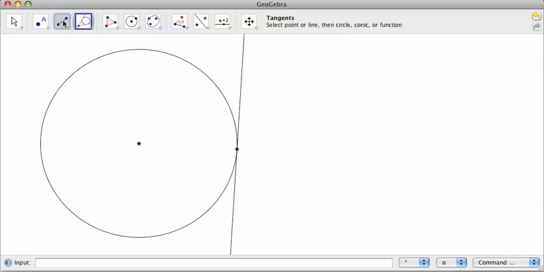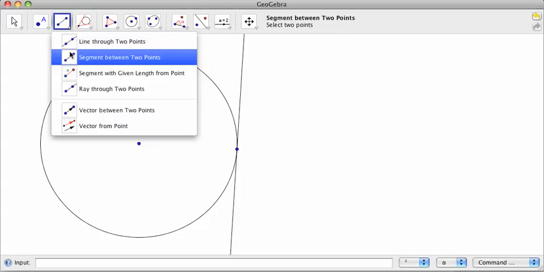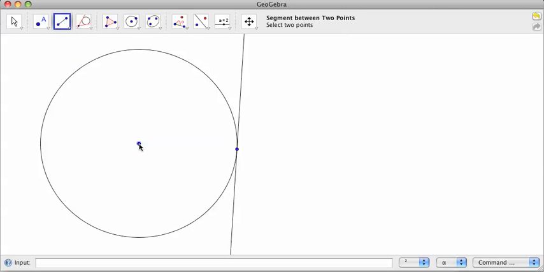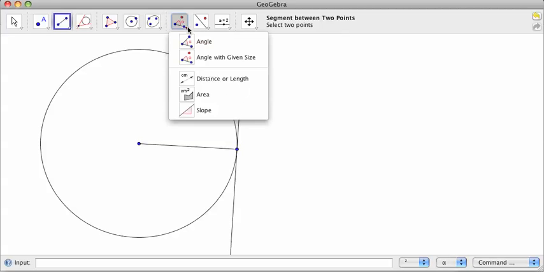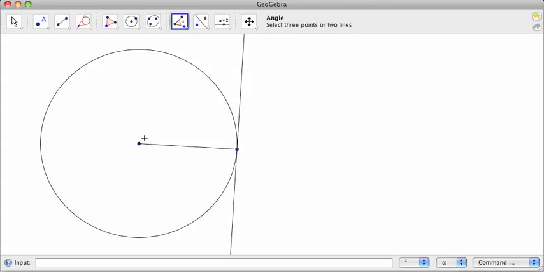Okay, now I'm going to construct the radius, so I click the line tool, and we want a segment between 2 points. So I'm going to put the segment here between these 2 points, and there's my radius. Now the second property you need to know is what that angle is. So I'm going to click on the two lines here, and notice it's 90 degrees.